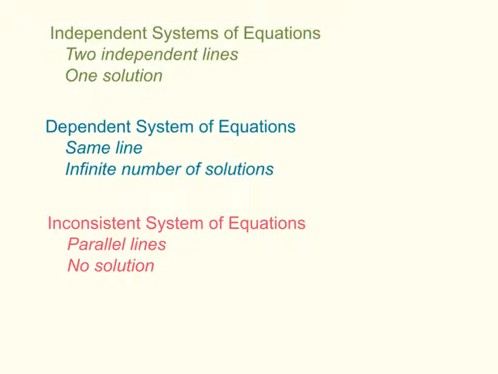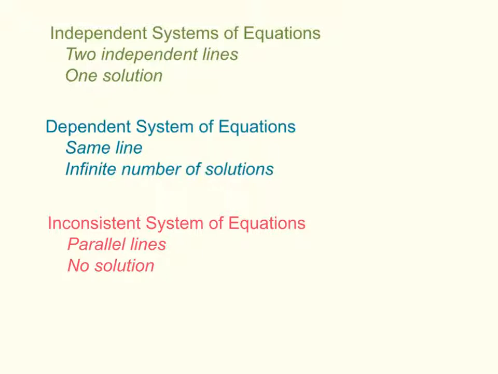A dependent system of equations would actually be the same line. It may not look like it initially, but you can adjust the equations to where they would be exactly the same by multiplying or dividing something. And when that happens, that whole line is your solution, so it's an infinite number of solutions. And we'll look at an example of that in a minute.